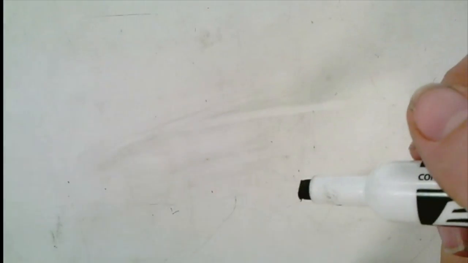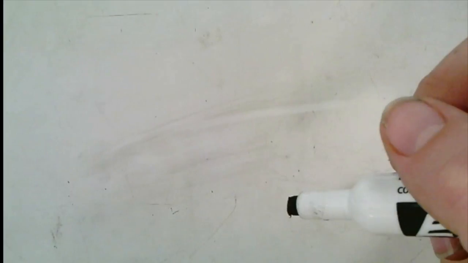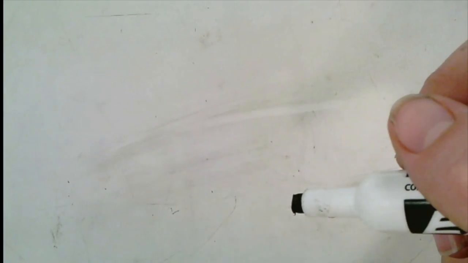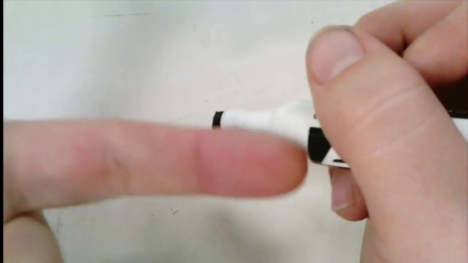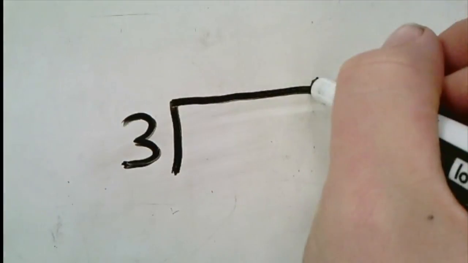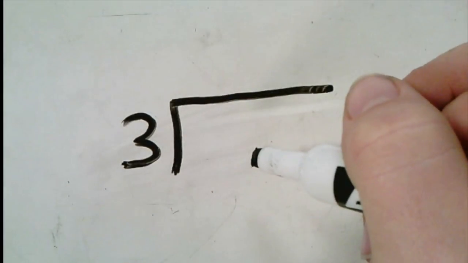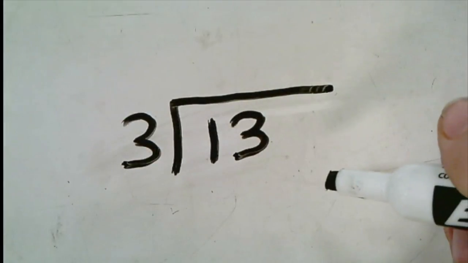Dan, Juan, and Thai are sharing 13 oranges equally. How many oranges does each person have? All right, so I said that there was Dan, Juan, and Thai. So there's 3 different people, so there's 3 different groups we're splitting them by. And there's 13 oranges. So that's how many things we're trying to divide or split.